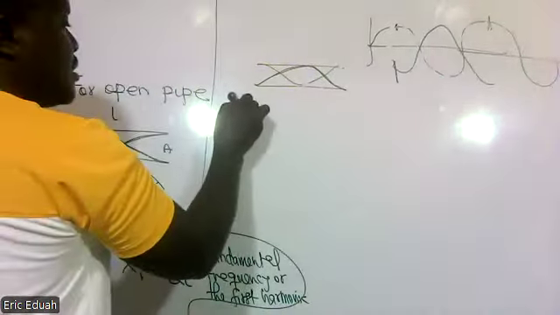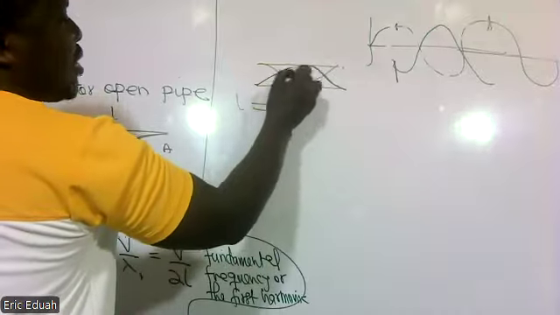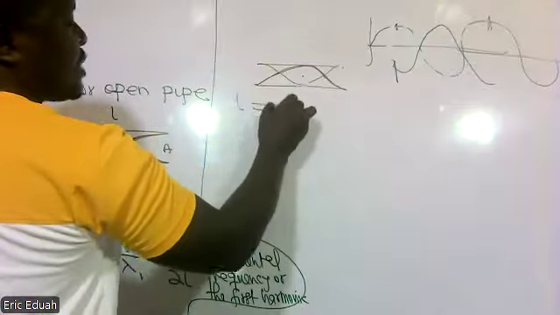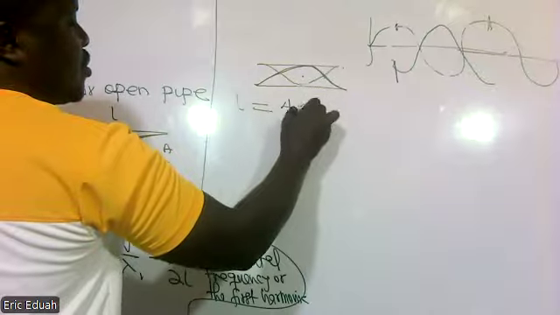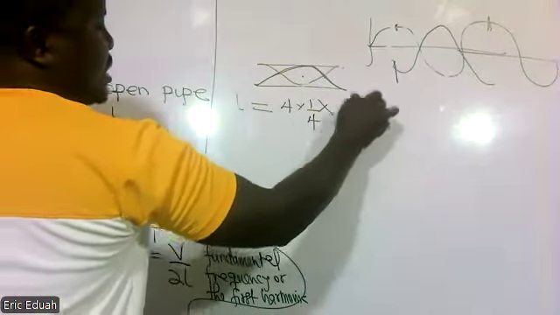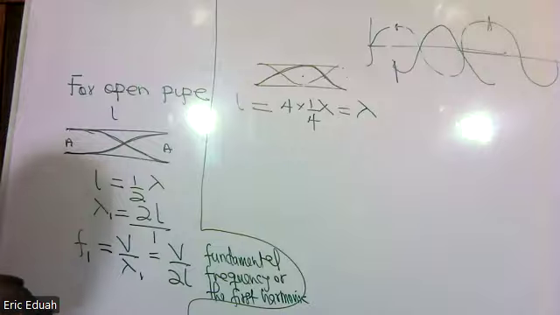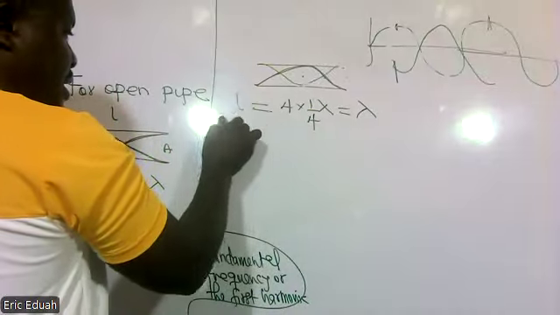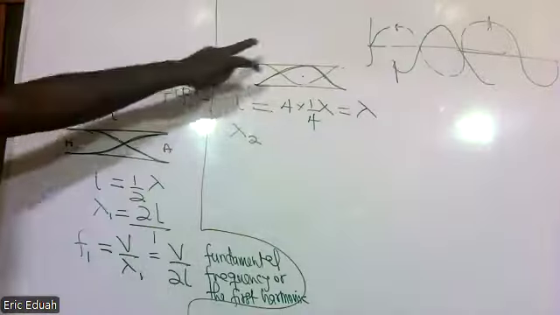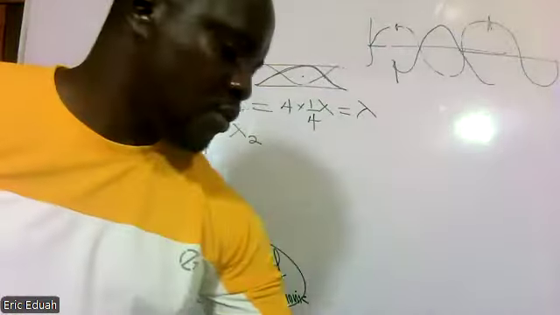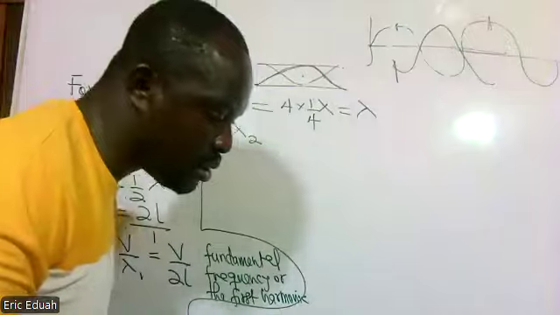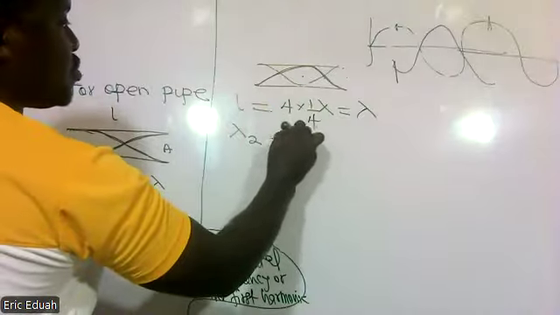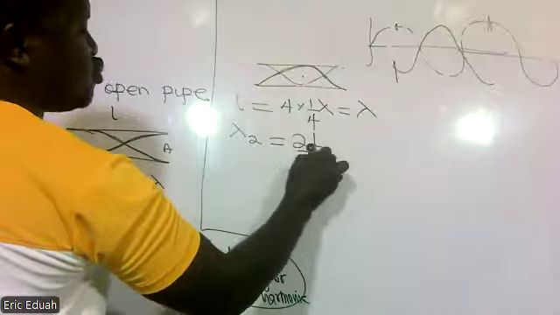Therefore, L will be equal to a quarter, 1, 2, 3, 4, so 4 times a quarter lambda, which is equal to lambda. So it means that the lambda 2, the wavelength which forms this loop or stationary wave, will be equal to 2L divided by 2.